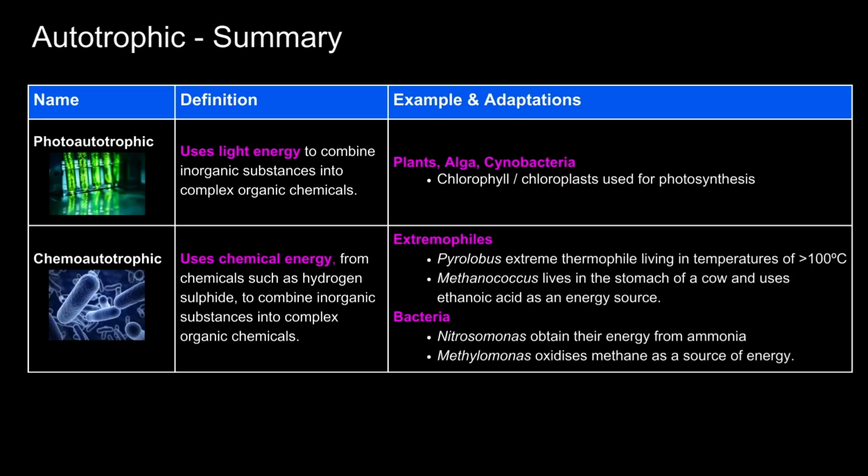So that's all the main types of nutrition you need to know about for this topic. Just to summarize, we've got autotrophic nutrition, which is photoautotrophic, which uses light energy. Different examples are plants, algae, cyanobacteria. The key adaptation is chlorophyll, chloroplasts present. The second is chemoautotrophic, which uses chemical energy. The key adaptations are that they're often extremophiles, very adapted to extreme environmental conditions, so they can survive at really high temperatures.